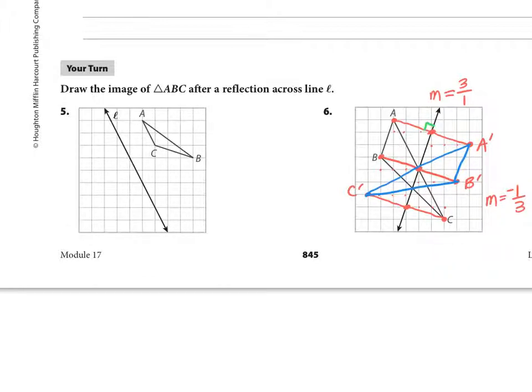All right, make sure that you are drawing the image, right? The points A prime, B prime, C prime. Make sure you are labeling those. So go ahead and try number 5 before you see the answer.